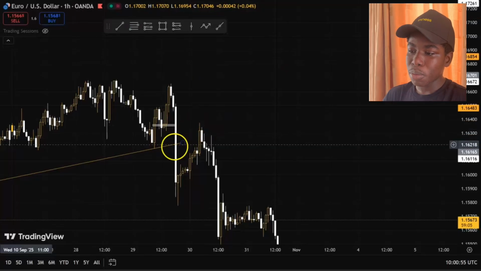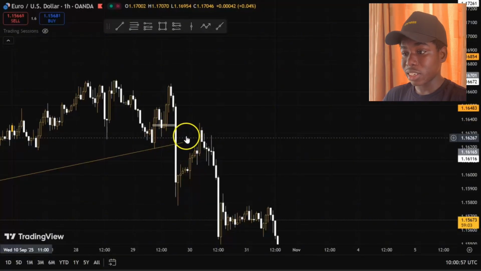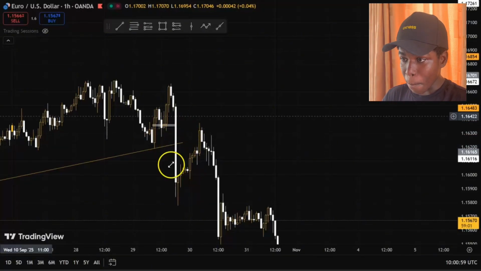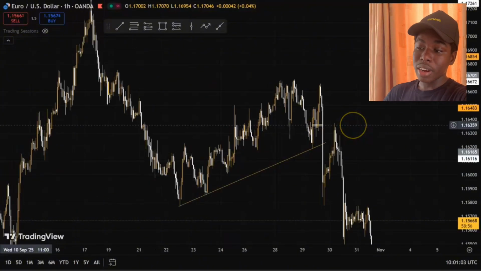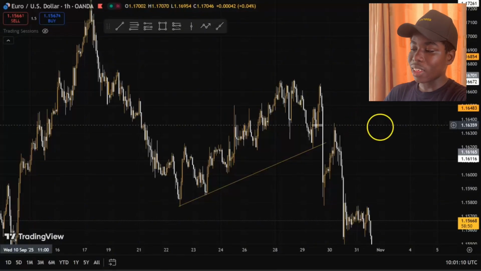So you need to combine and stack it with other influences. And here's another example of if you didn't wait for a rejection, you'd have also gotten flashed out here. So 1, never enter without confirmation. 2, enter with another confluence.